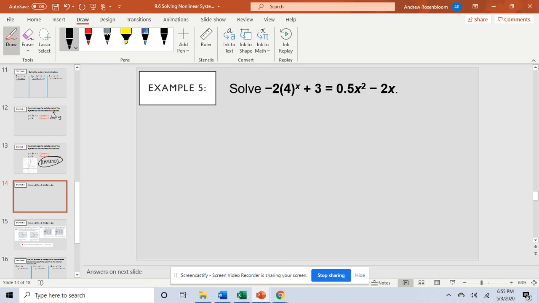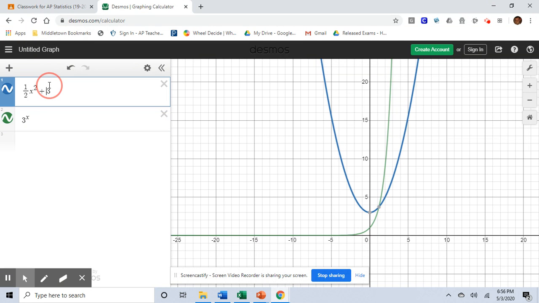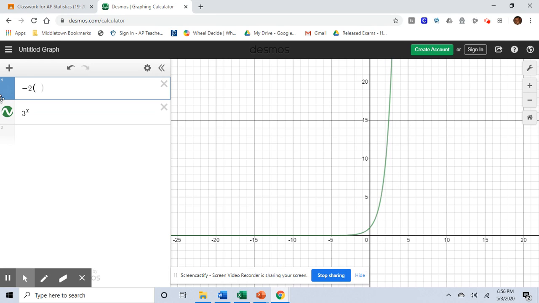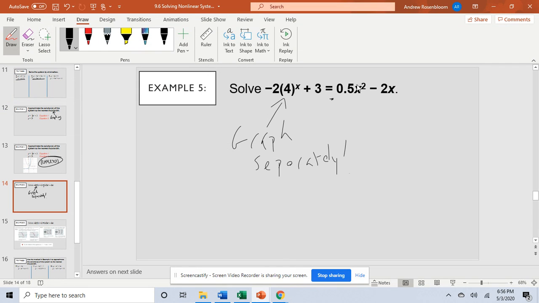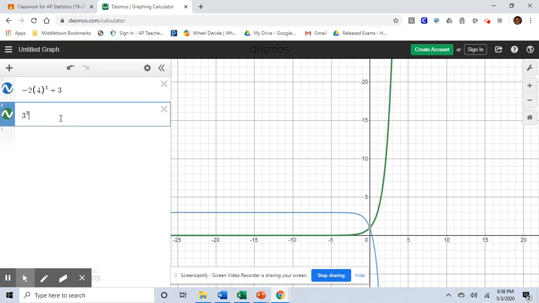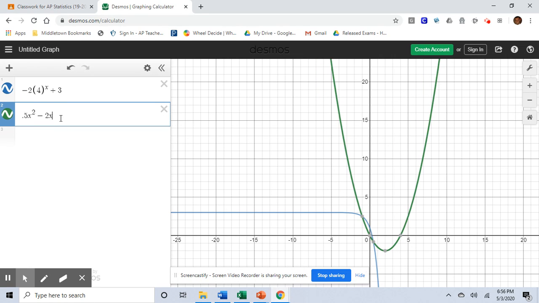Let's look at example 5 here, which is very similar. But when you have two things equal to each other, you're just going to graph them separately. You're going to treat them as if it's a system, graphing them as two separate equations, and we're going to see what they end up equaling. So we're going to graph negative 2 times 4 to the x plus 3. And then we're going to graph our right side, which is 0.5x squared minus 2x.